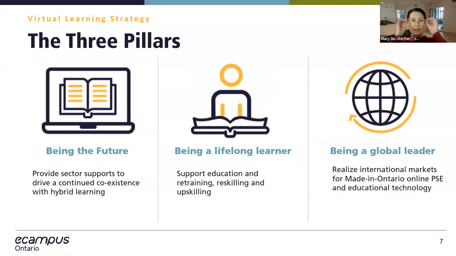So before we dive into the main content, let's take a second to reflect on the three pillars of the virtual learning strategy that guides a lot of our work. The framework is built on these three pillars of being in the future, being a lifelong learner, and being a global leader. The projects funded through VLS all aim to expand Ontario's education sector's digital capacity in terms of resources, programs, and practices. Through that first round of funding, we have definitely started to see that wide-ranging impact. I can definitely say so from the Open Library's perspective.